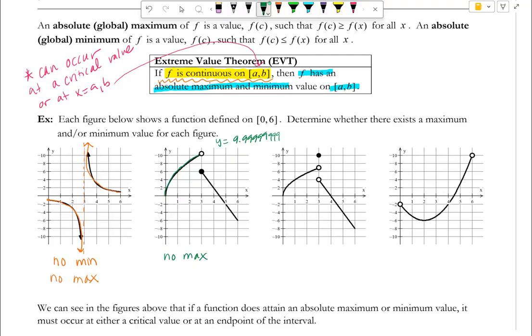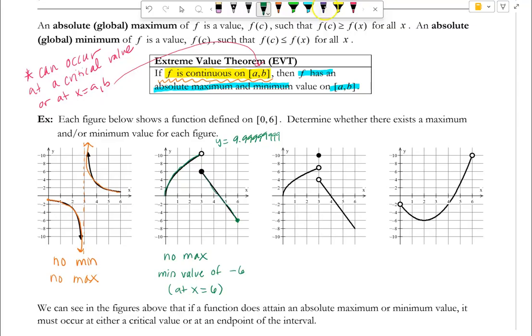As I look at the second piece of the function, though, as I start where x equals 3, at y equals 6, and trace downward, when x is equal to 6, the function value is -6. That is a minimum value. There is no other value of this function on the interval from 0 to 6 that is less than -6. So this function has a minimum value of -6. So that's our y value. And this happens at the location x equals 6.